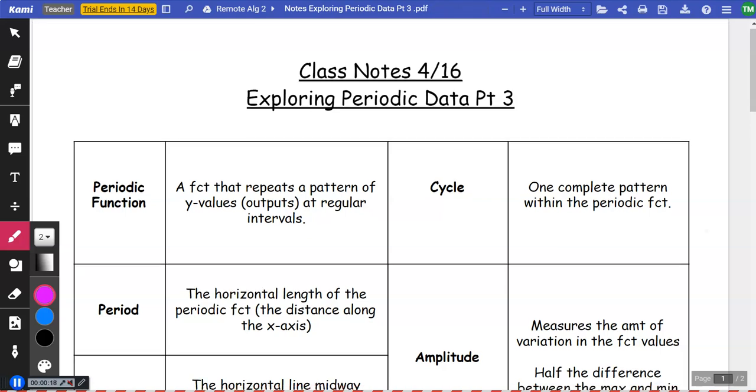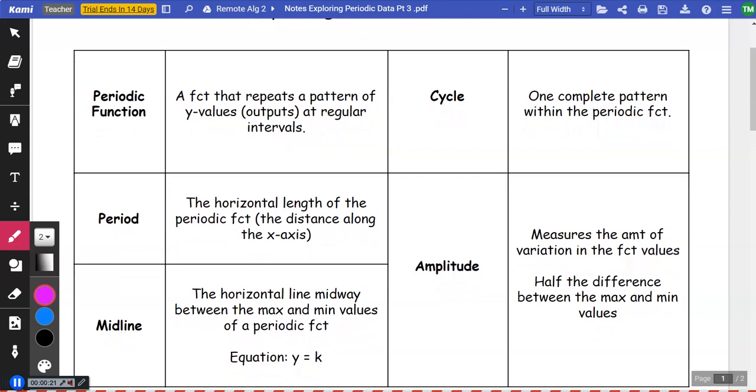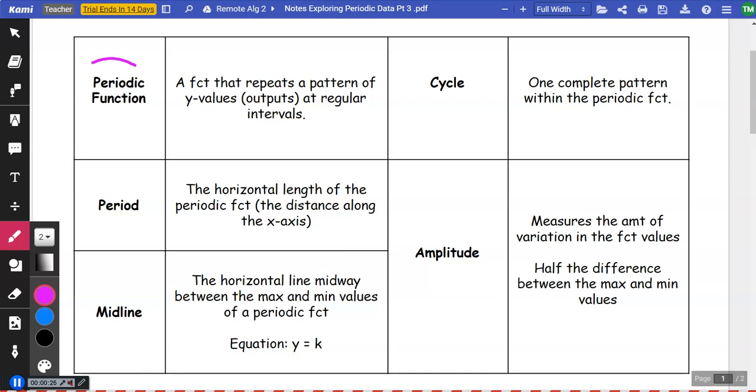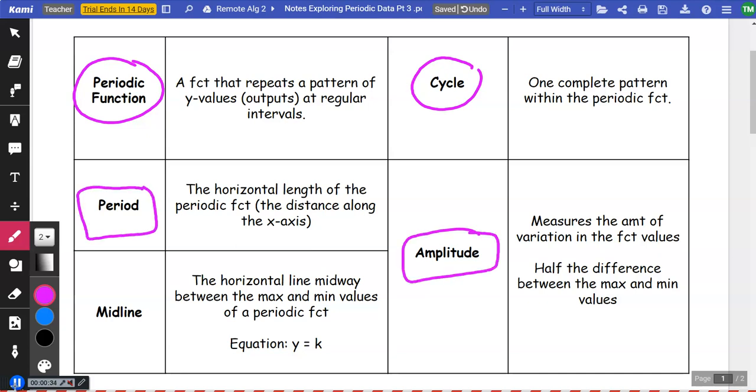So at the top of these notes, I've just put a reminder of our key terms for this week. We've talked about what a periodic function is. We've talked about a cycle, how to identify a cycle, how to calculate the period, how to calculate the amplitude, and how to find and write the equation for the midline. So the period, midline, and amplitude are all pieces of a periodic function. If you need to remind yourself what all these big fancy words mean, go ahead and review those key terms now.